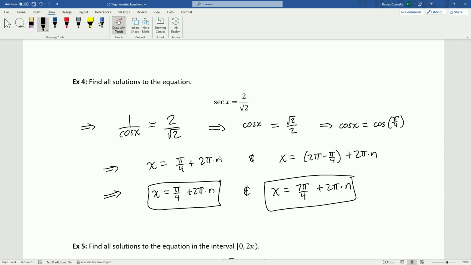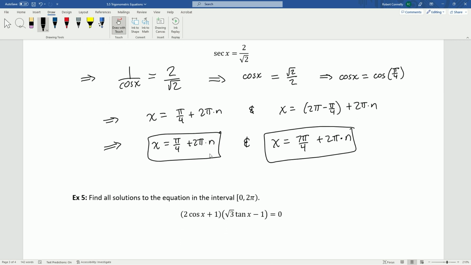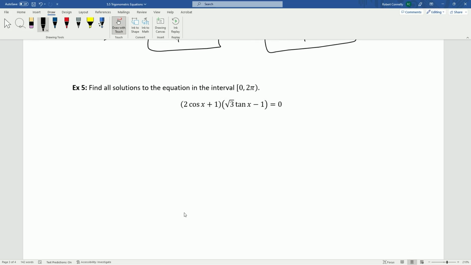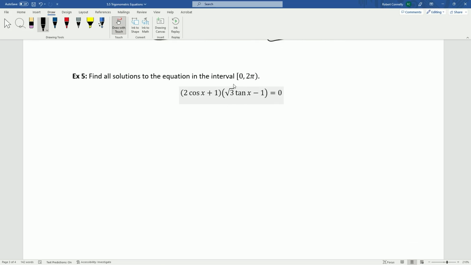Okay, let's move on to another example. So here, this is something a little bit tougher. I wouldn't call it tough, but it's tougher. So here, we have to use what's called the zero product property from algebra. So in this equation, we've got 2 times cosine of x plus 1 multiplied by square root of 3 times tangent of x minus 1 equals 0.